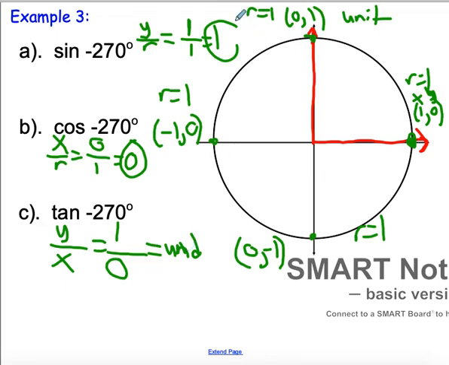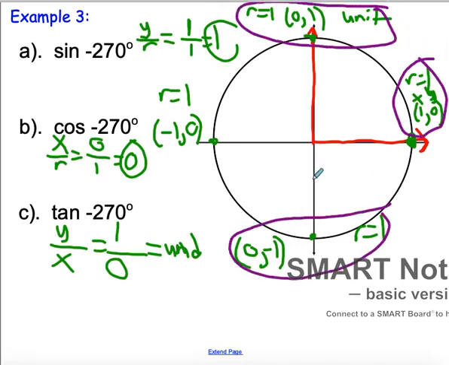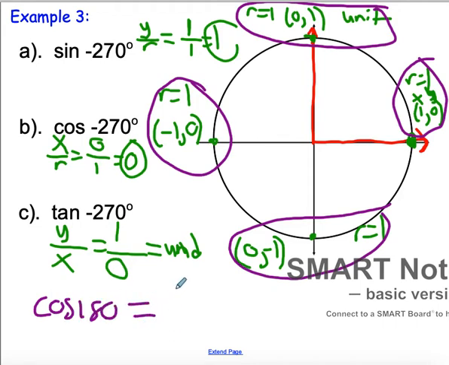And so when you're evaluating on the axes, you have to use these values. So we're really not making a triangle if it's on the axes. You're just using the fact that r is going to be 1, and then you have to figure out your x and y value. Okay, so I don't think that's terribly difficult. I think it's pretty self-explanatory. So even if we did cosine of 180, cosine is x over r, right? Well, the x at 180 is negative 1. R is 1, so cosine of 180 would be negative 1.